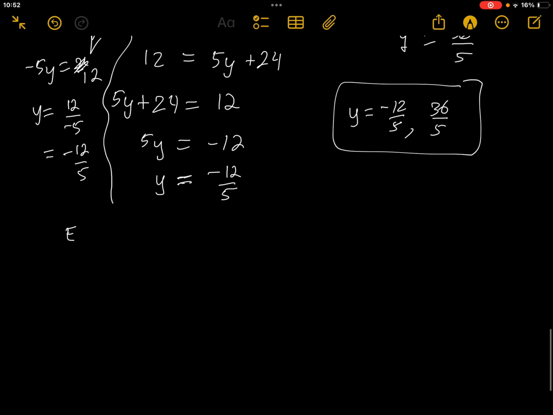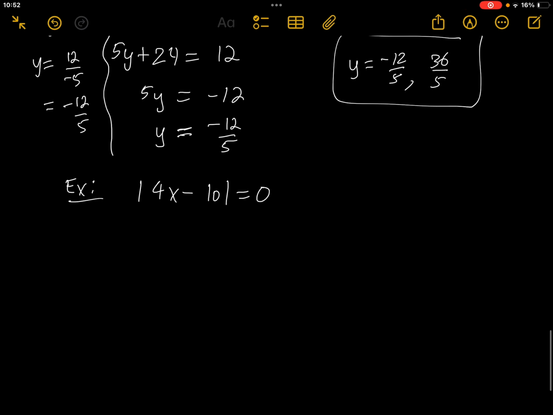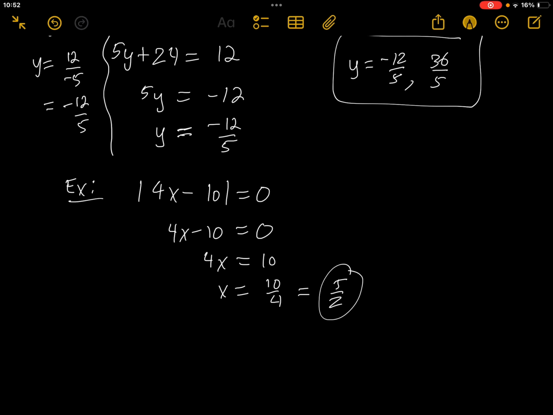Okay, what happens if you have, I keep saying one more, I want to do two more actually. What happens if you have something like the absolute value of 4x minus 10 is equal to 0? Well, in this case, let's think about it. The absolute value of a number is equal to 0. What are all the numbers that are 0 away from 0 on the number line? 0. So that tells you that 4x minus 10 is equal to 0. And now you can just solve: you add 10 to both sides, divide both sides by 4. So x is 10/4, which I can simplify to 5/2.